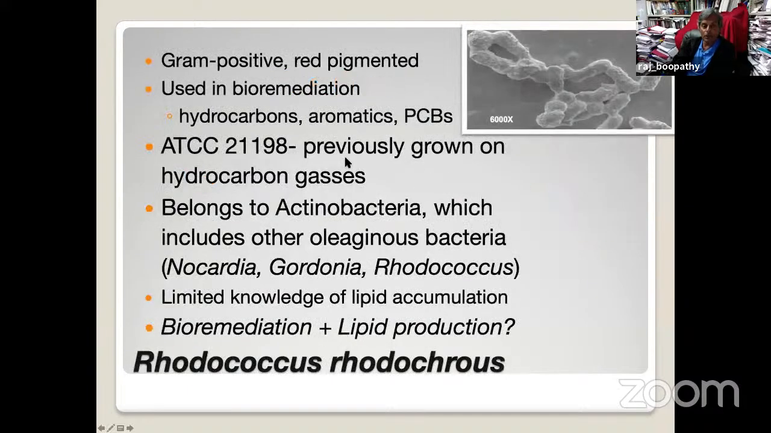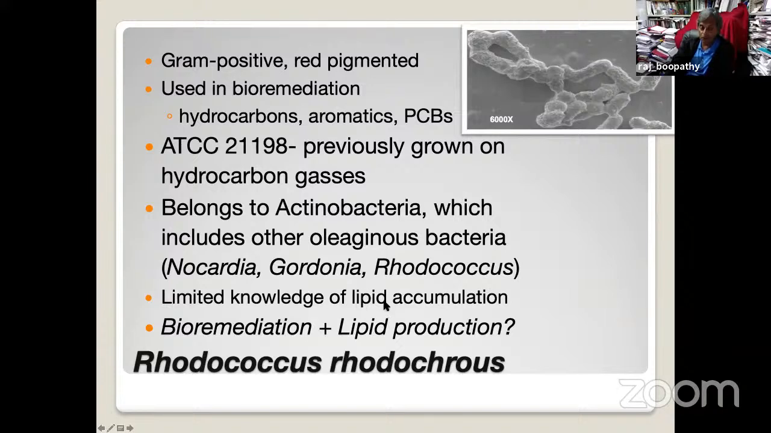So we use the Rhodococcus opacus organism, which is a gram-positive, red-pigmented bacterium, used mostly in the bioremediation industry because this organism can degrade hydrocarbons and PCBs, polychlorinated biphenyls. This is the ATCC culture. It belongs to the actinobacteria, which include organisms such as Nocardia, Gordonia, and Rhodococcus. There is limited knowledge of lipid accumulation by this bacterium from waste products.